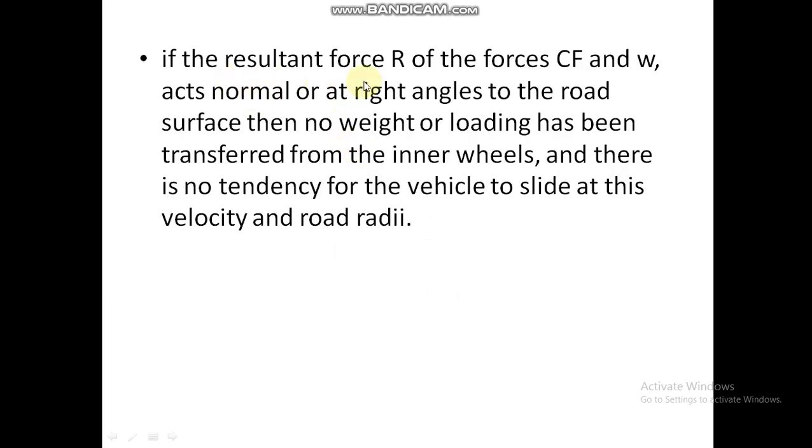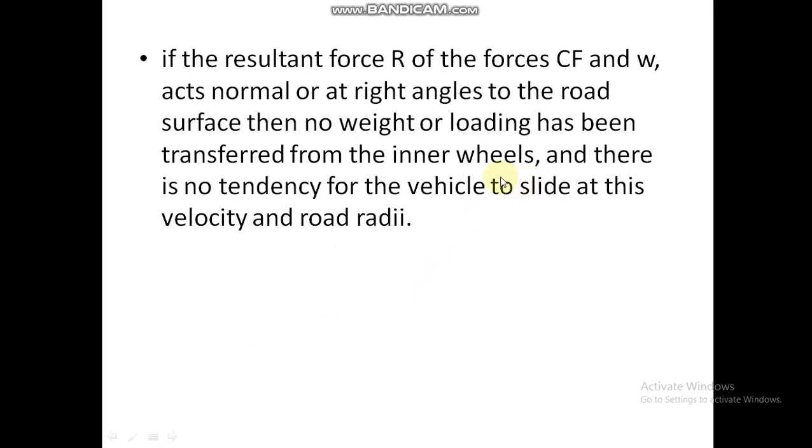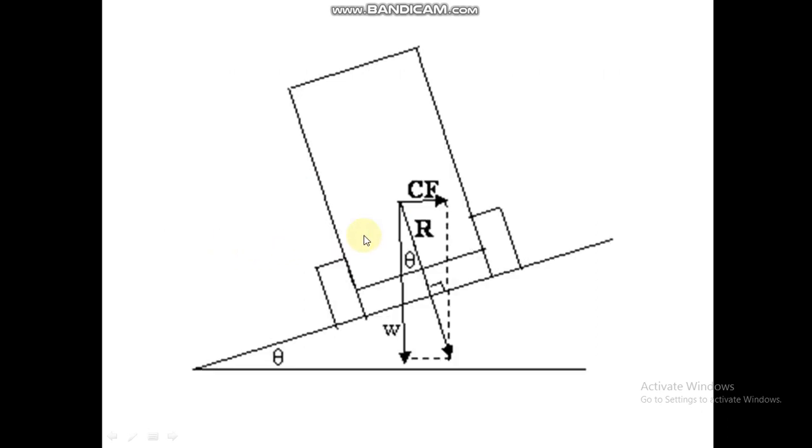If the resultant force R of the forces CF, centrifugal force, and W, weight of the vehicle, acts normal or at right angle to the road surface, then no loading is transferred from the inner wheels. That means the weight transfer from inner wheel to outer wheel will be zero, and your vehicle will not slide. There is no tendency for the vehicle to slide at this velocity. There is a particular velocity of the vehicle at which the vehicle will not slide.